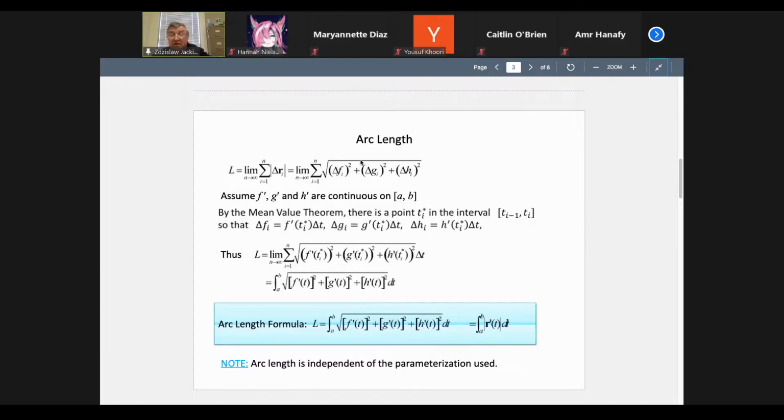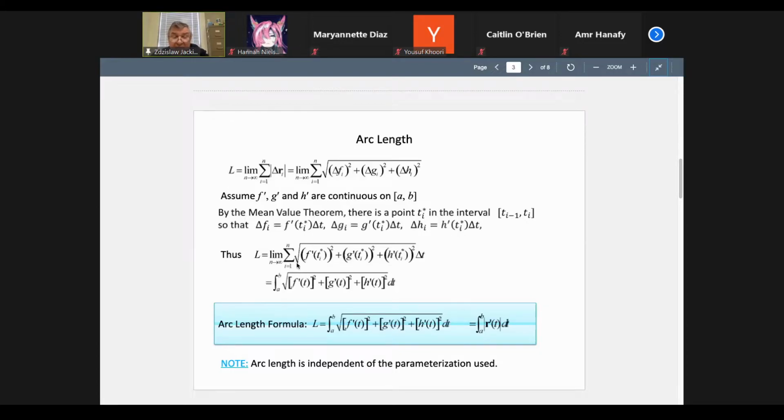Same thing for delta gi, which is the derivative of g at some intermediate point. Now, this intermediate point and this one may be different. So probably it would be better to put here some different symbol. So again, somewhat misleading, ti asterisk here and ti asterisk here, those 2 points may be different. And similar for delta hi. Delta hi is the derivative of h at an intermediate point times delta t. Again, all 3 points may be different.